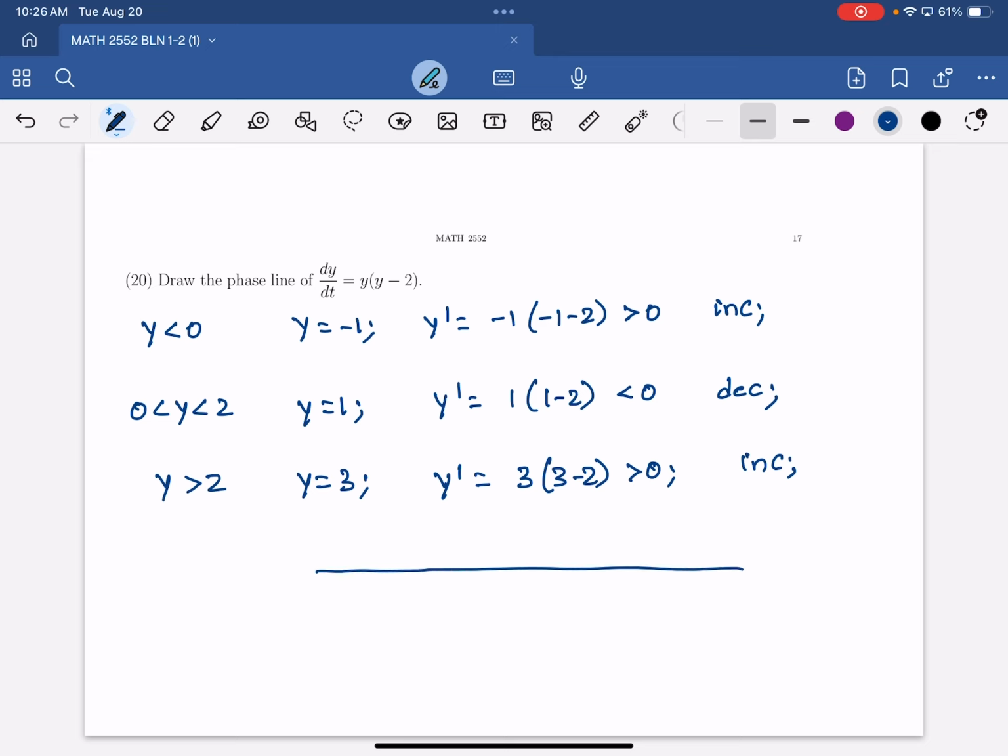Okay, now my phase line looks like this. You see, my phase line has nothing to do with concavity. I just introduced it so that you can see the shape of the graph, but my phase line has nothing to do with the concavity. So I have y equals 0, y equals 2. For all the values of y less than 0, my solution is increasing, so I'm going to put it like that. It is increasing and going towards y equals 0. Agreed? For all the values of y between 0 and 2, my solution is decreasing, and when it is decreasing, it is going to y equals 0. Right?